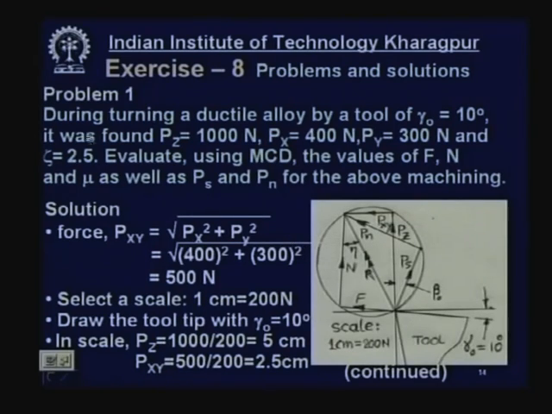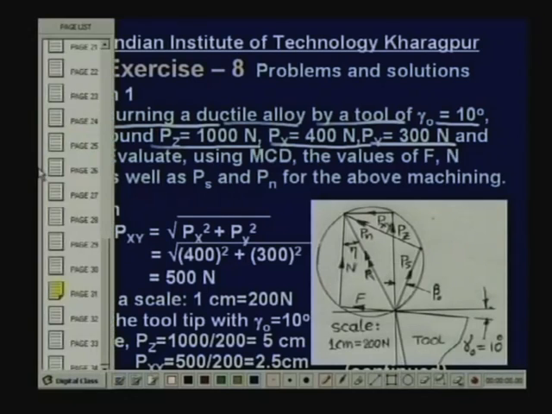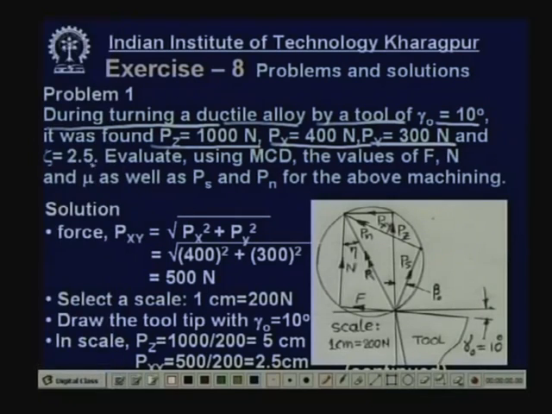Suppose the problem number 1. During turning of ductile metal with continuous chip by a tool of rake angle gamma of 10 degree, that is orthogonal cut, it was found that the cutting force Pz is 1000 Newton, Px is 400 Newton, Py 300 Newton, and zeta, the chip reduction coefficient, is 2.5.